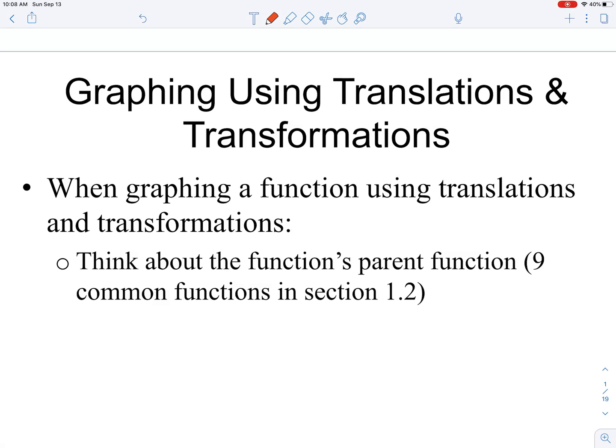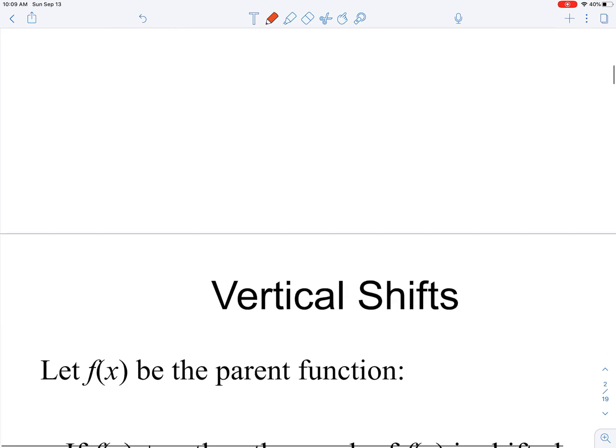So when we're graphing a function using translations and transformations, we need to think about the function's parent function. And the parent function is basically like the simplest form of that function. I showed you those 9 common functions that I'm expecting you to be familiar with that were in section 1.2. And you should be familiar with some of the points on each of those graphs, so that when you're trying to graph more complicated functions using translations and transformations, you're thinking about shifting those points or reflecting those points, or stretching or shrinking those points.